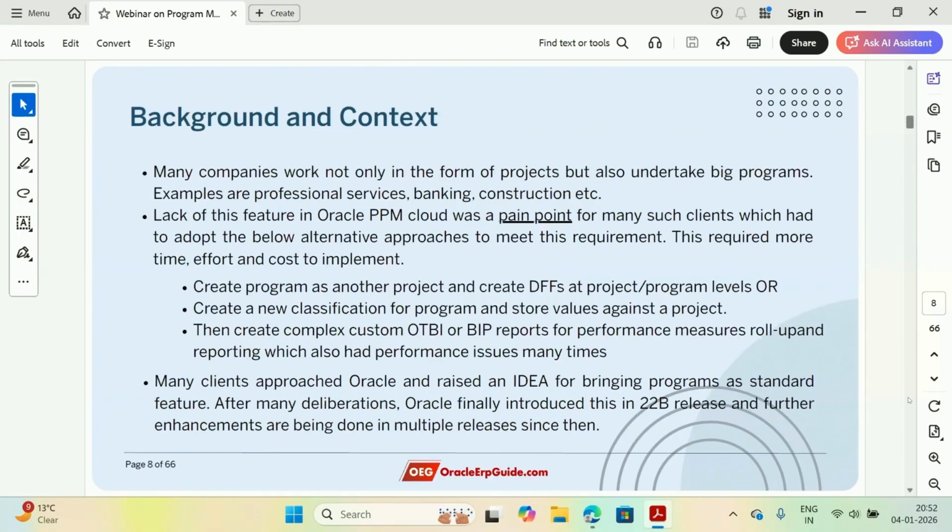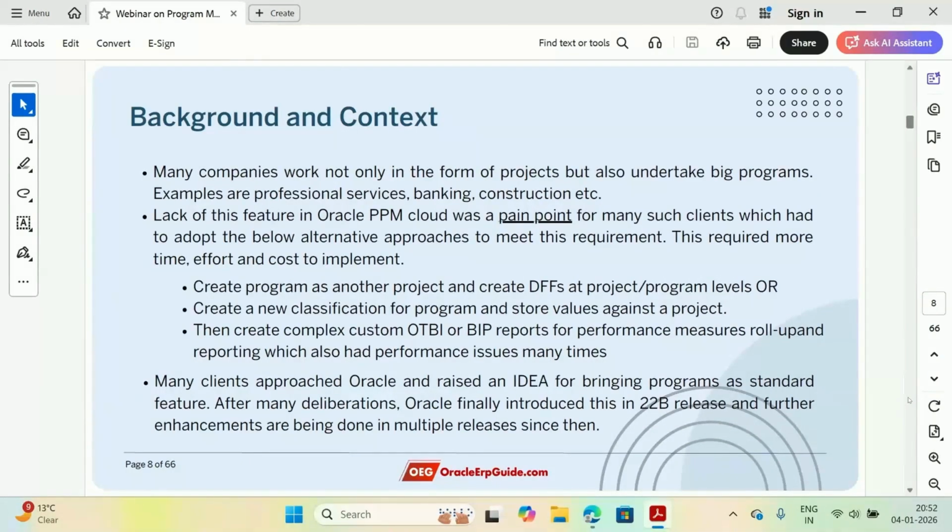So now let's talk about the background and context. What was the need? Why did Oracle come up with this feature? Because this feature of program management was not there since the inception of Oracle Cloud PPM. It was added later, so I'm just trying to give you the background.